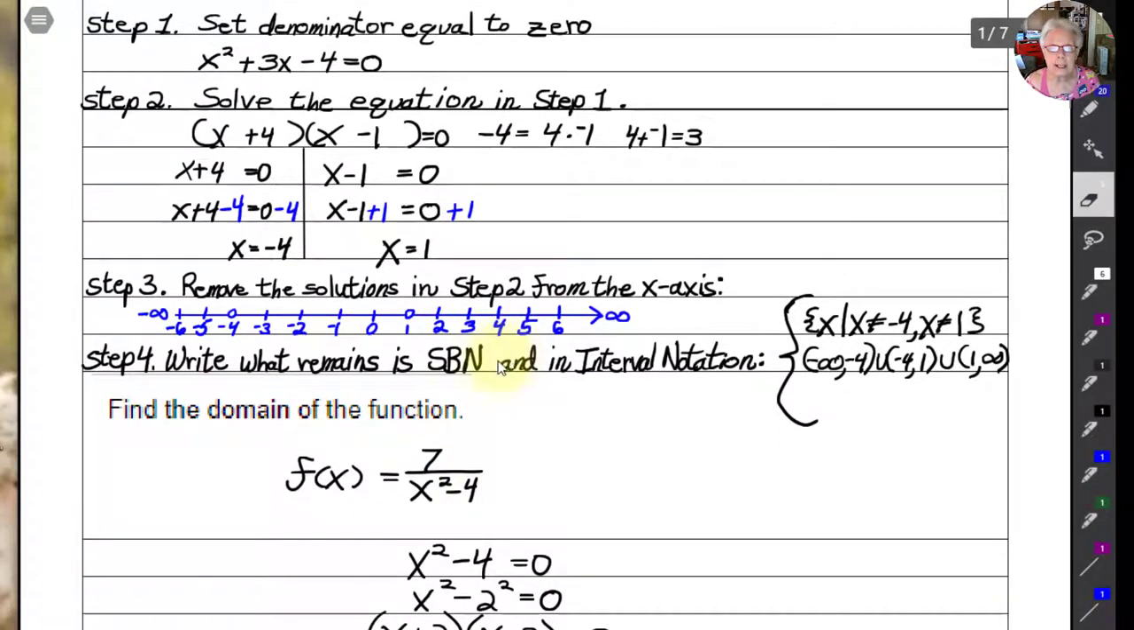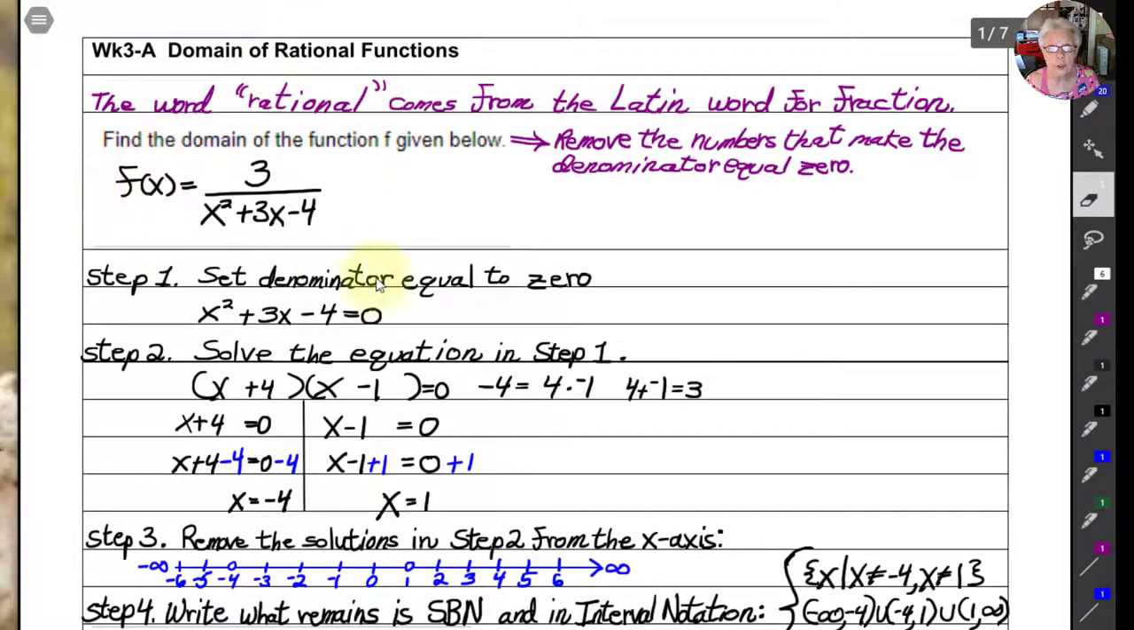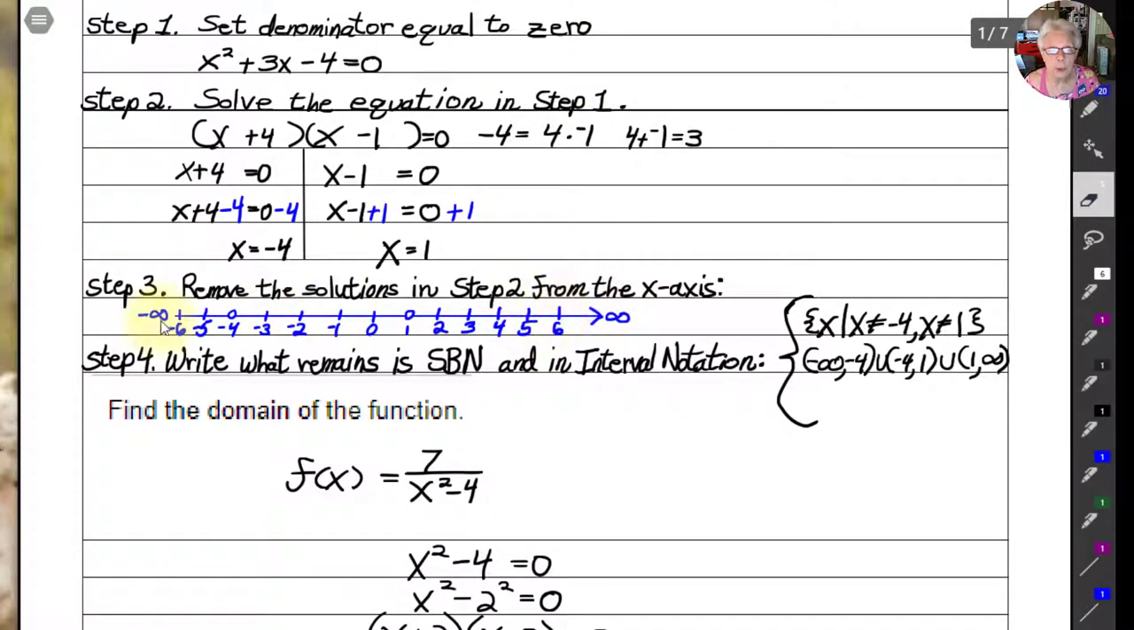Now, I go and I find x equals negative 4 and x equals 1 on the number line. Negative 4, positive 1. And I take them out. Goodbye. They're in the trash can for this particular function. Now, the numbers I'm allowed to use are all of the numbers to the left of negative 4, but not negative 4, all the numbers between negative 4 and positive 1, but not positive 1, and all of the numbers to the right of positive 1, but not positive 1. So the domain lacks the two numbers, negative 4 and positive 1.